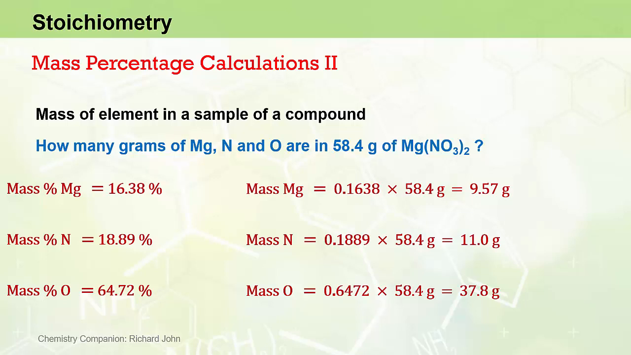And finally, just checking our result, when we sum up these 3 mass values, we get our total value of 58.4 grams of the magnesium nitrate sample.